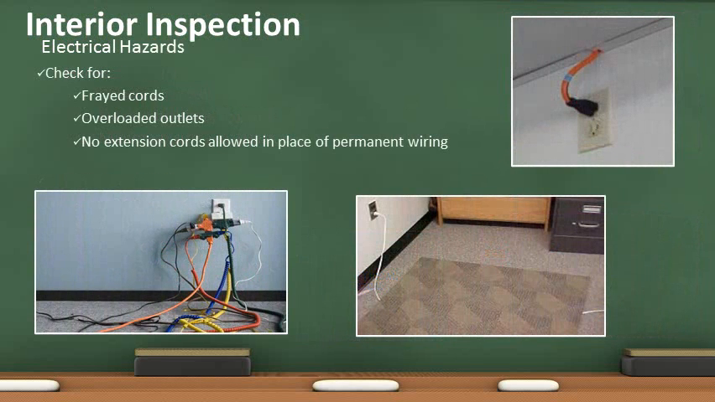Use of extension cords in lieu of permanent wiring is prohibited. Electrical cords shall not be extended through walls, ceilings, floors, under doors, or under floor coverings. Electrical cords shall not be subject to physical or environmental damage.